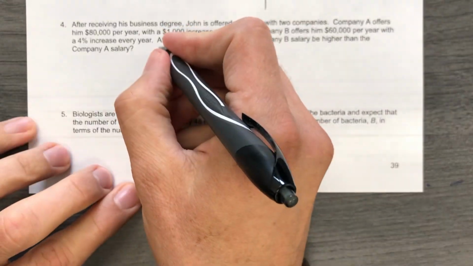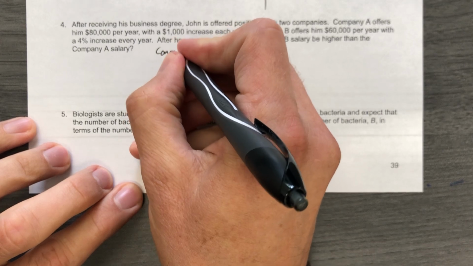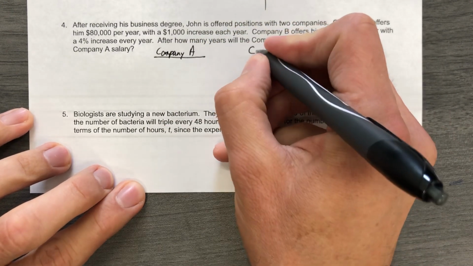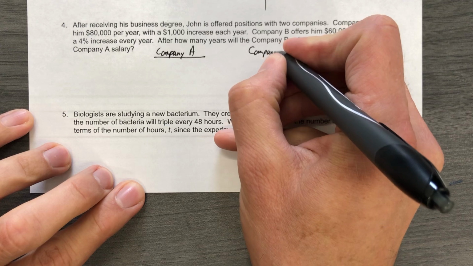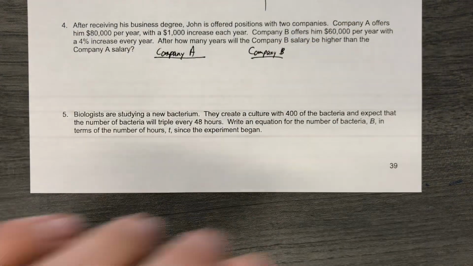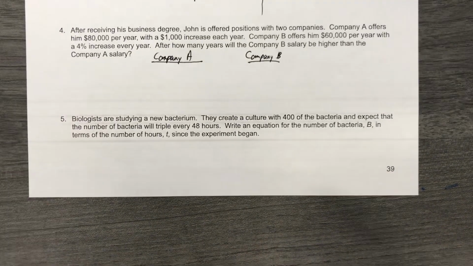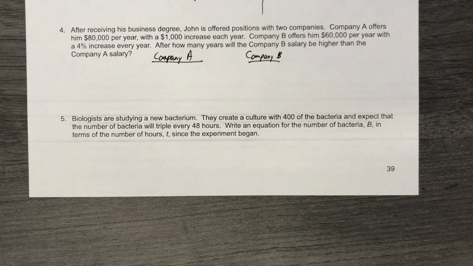We're going to have Company A, and we're going to have Company B right there. Slide this over. It's shaking a little bit. There we go. And we're going to write some functions that will help us really interpret this.